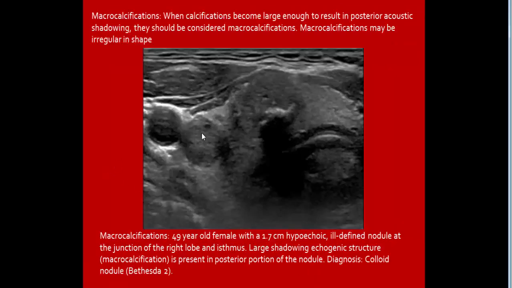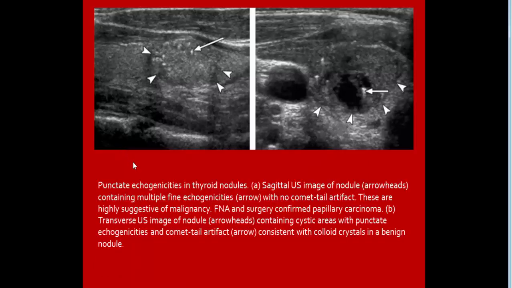Macrocalcification: when calcification becomes large enough to result in posterior acoustic shadow, it should be considered macrocalcification. It may be irregular in shape. Macrocalcification in this case of colloid is a sign of benignity.